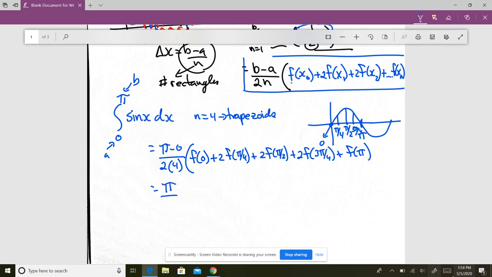And you get pi over 8 times f of 0. Our function is sine, so it's sine of 0 plus 2 sine of pi over 4 plus 2 sine of pi over 2, plus 2 sine of 3 pi over 4 plus sine of pi.